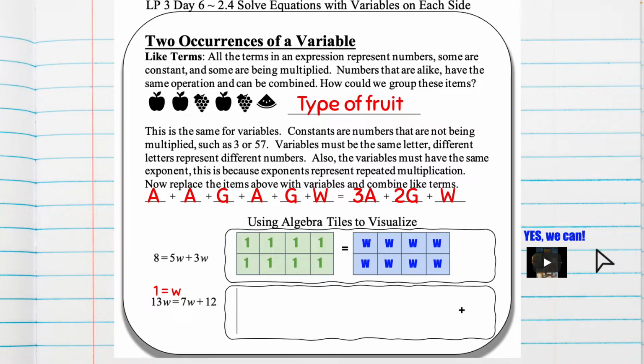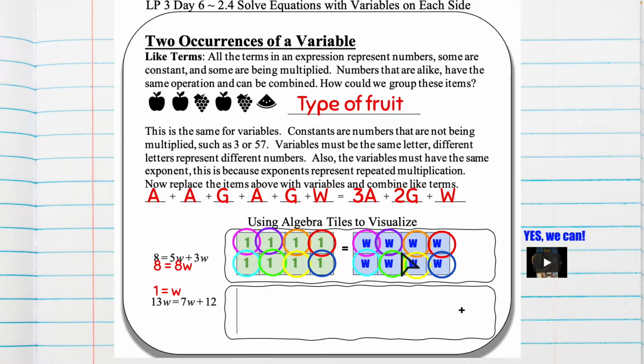But yes, we can combine those W's. So now I have 8 ones over here, and I have 8 W's over here. And basically what I want to know when I'm using visual representation like this is how many ones go with each W. So if I'm looking at this, I would have 8 equals 8 W. So that's the algebraic view. Here's the visual view. And I can group 1 to 1 W. So it's a 1 to 1. There's 8 ones, there's 8 W's, so each one gets a W.